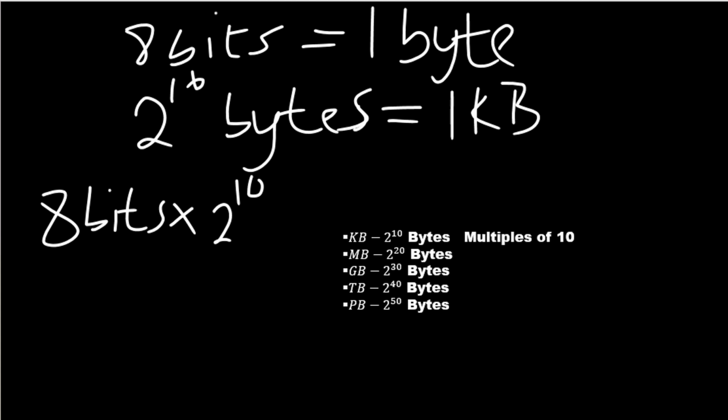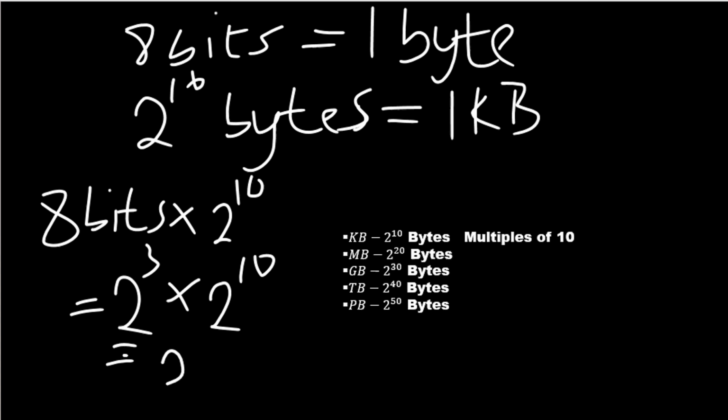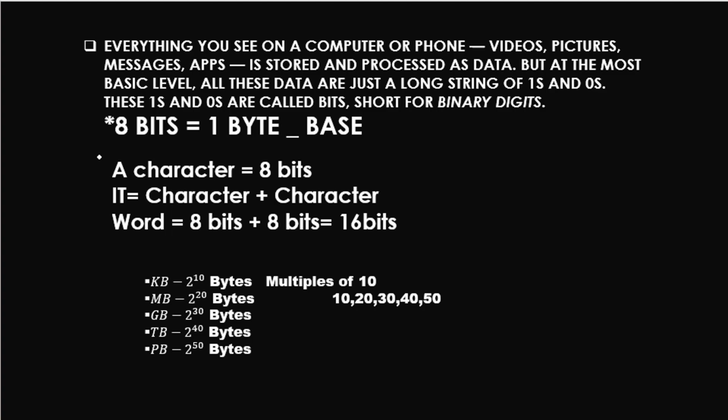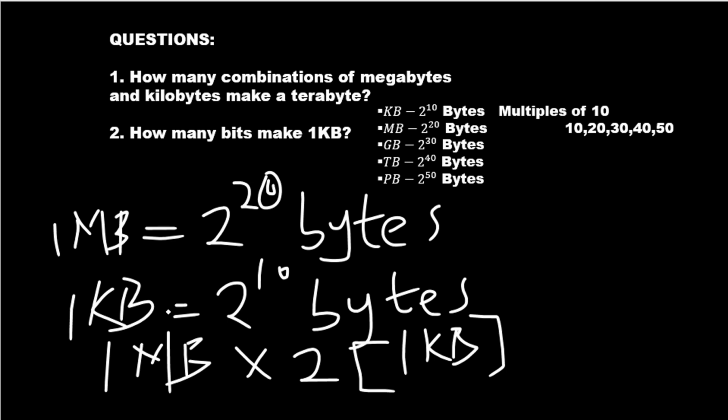So this is going to give us 2 to the power 3 times 2 to the power 10. So when you have 2 to the power 3, that's 8. So let's sum the powers. It gives us 2 to the power 13 bits. So 10 plus 3, 2 to the power 13 bits. We can also break this down as 8192 bits. So 8192 bits gives us a kilobyte. So we've been able to solve the second question as well.